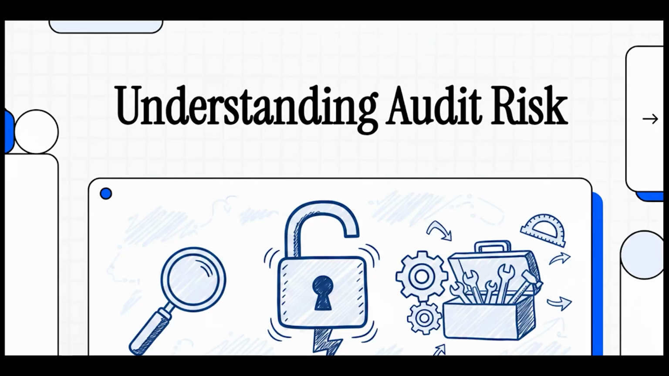So what's the single biggest risk an auditor faces? I'll give you a hint. It's not about finding a typo. It's the risk of getting the entire audit wrong. In this explainer, we're going to unpack what's known as audit risk, which is really the central challenge of the profession and the clever framework auditors use to manage it.